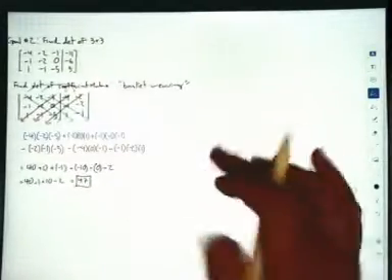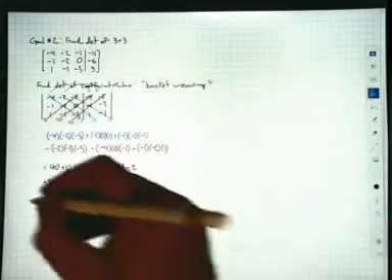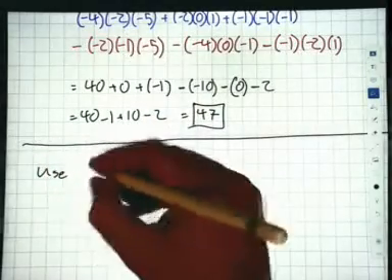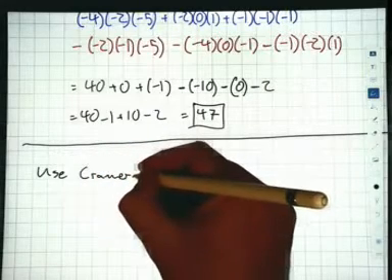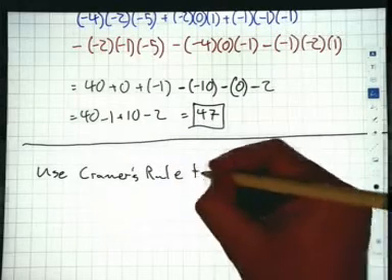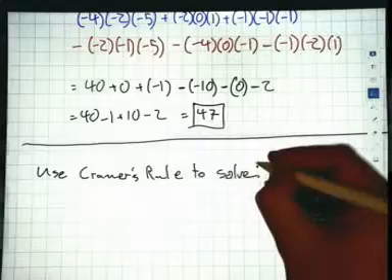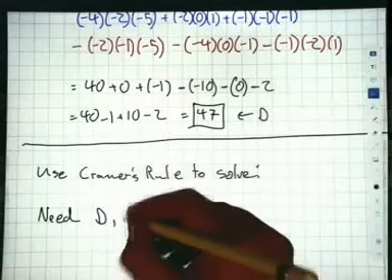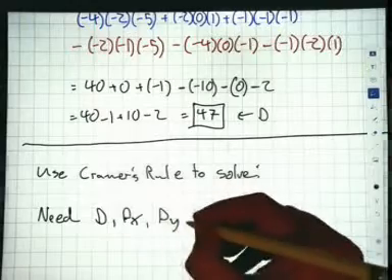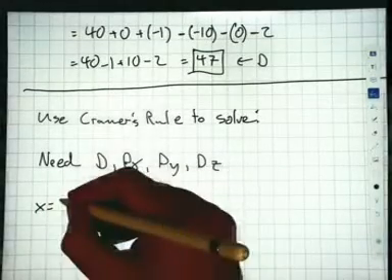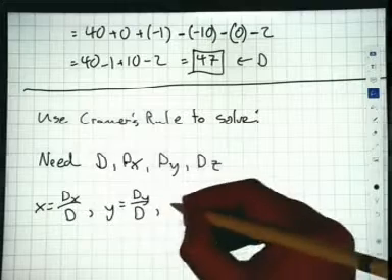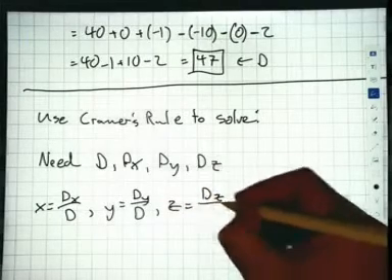So we're just going back over here to this page. We're now going to use Cramer's rule to solve. All right, so what do we need? We need D, which we already got. There's D right there. We need D sub x, we need D sub y, and we need D sub z. Because Cramer's rule says that x is going to be equal to D sub x over D, y is going to be equal to D sub y over D, and z is going to be equal to D sub z over D.